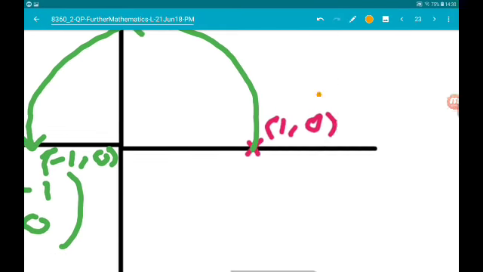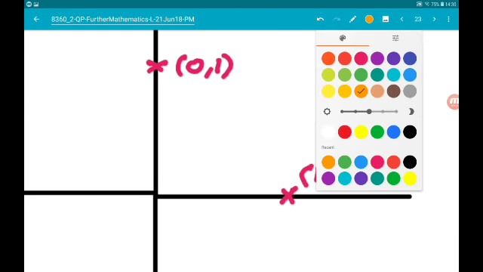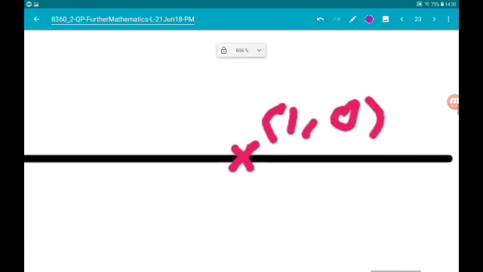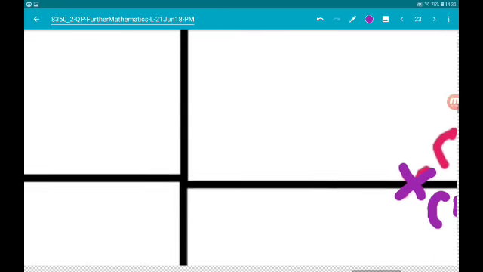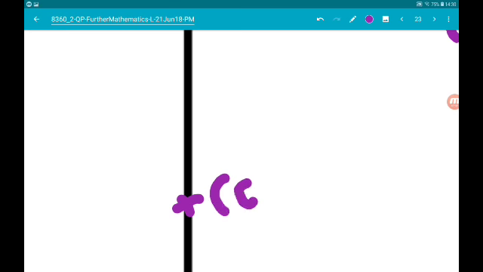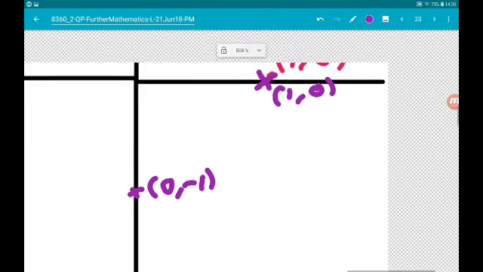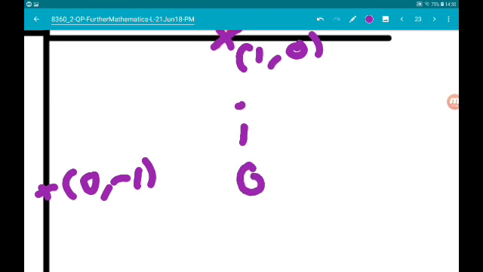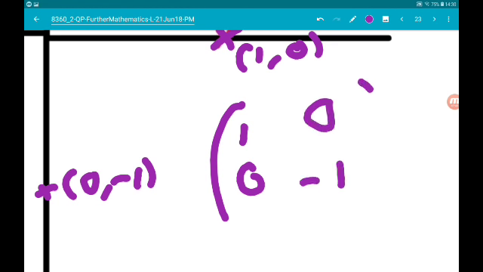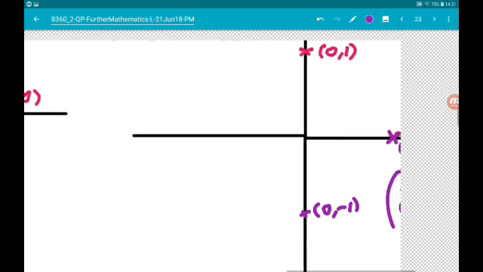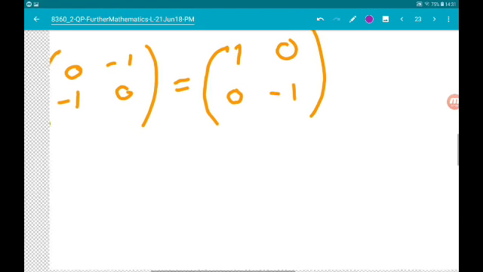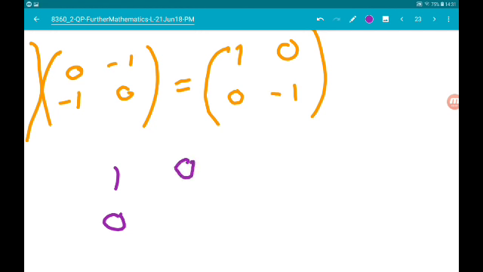Now let's find the matrix for the reflection through the x-axis. So 1, 0 is going to stay at 1, 0. 0, 1 is going to reflect down to 0, minus 1. So our matrix for this is 1, 0, 0, minus 1. So then we're doing that matrix times this matrix. So 1, 0, 0, minus 1 is multiplying the exact same matrix.